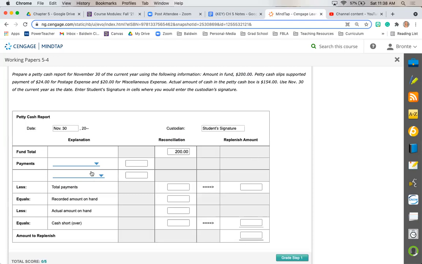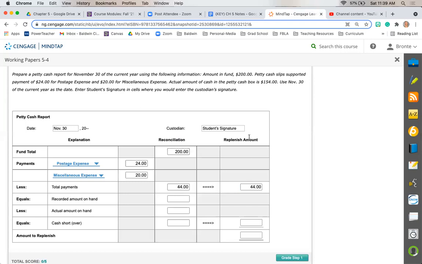We had 2 payments come out of our petty cash fund. The first one was $24 for postage expense. The second was miscellaneous expense, and it was for $20. So we're going to add up those 2 payments, $44. Then our replenish amount. So if we used $44, then we need to put $44 back in for the next month. So we're back up to $200.